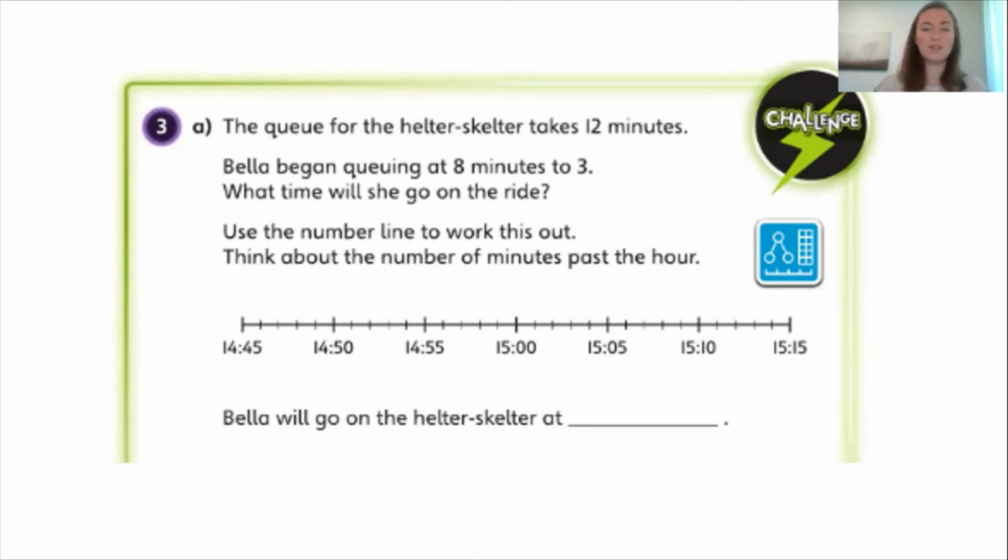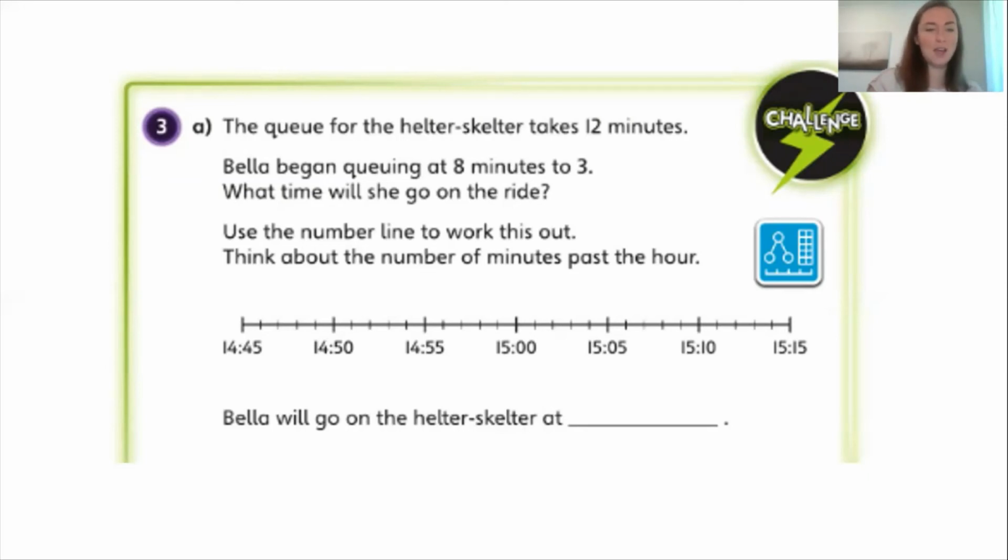Okay, so use this number line. My suggestion would be to mark on the number line first the time that Bella begins queuing. Then have a go at counting on from that time the duration to find out when she gets to go on the ride. Pause the video now and have a go at doing this yourself and then come back and we'll go through it together.